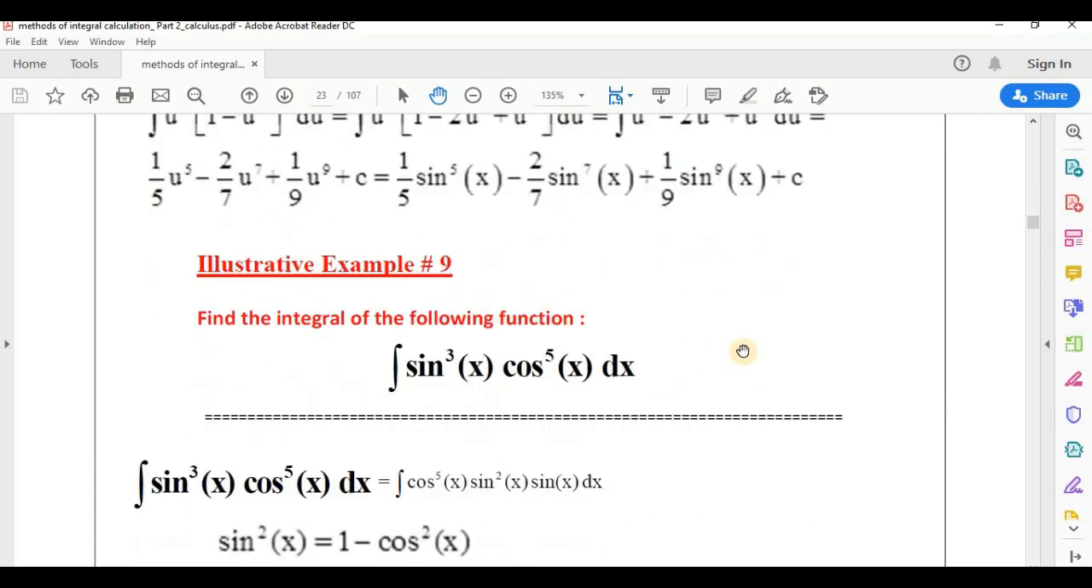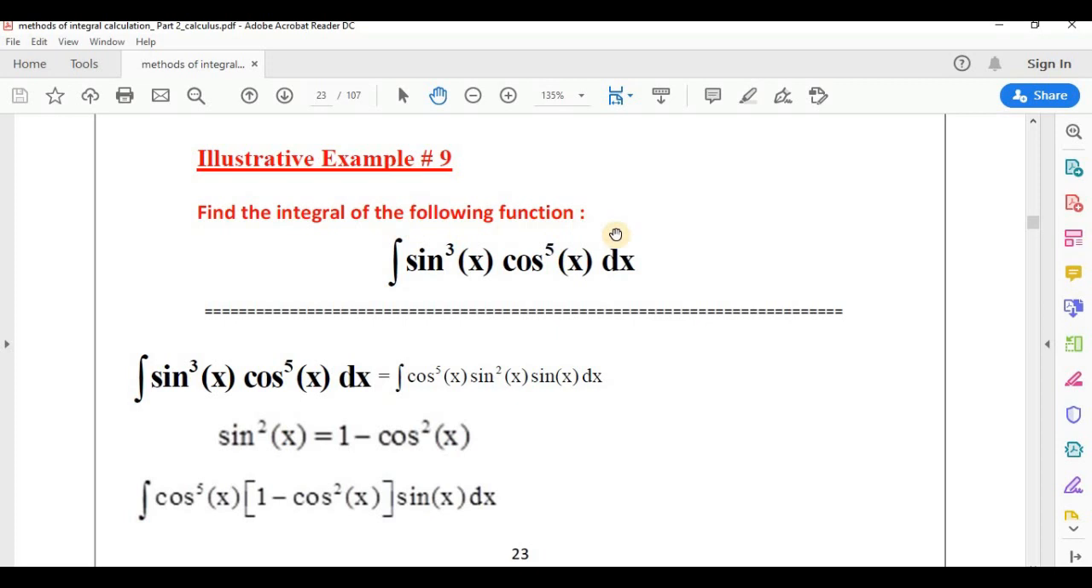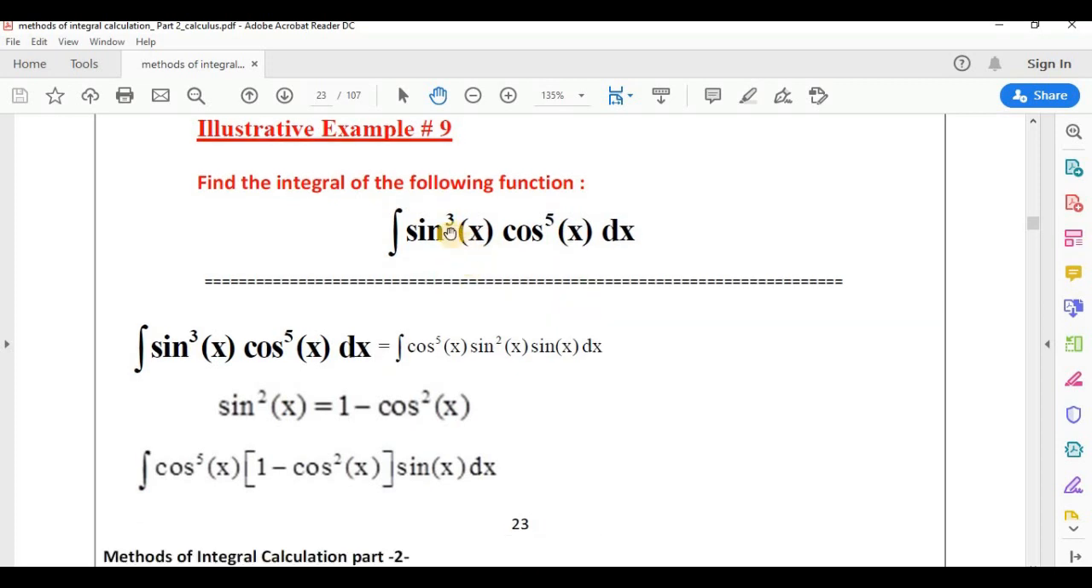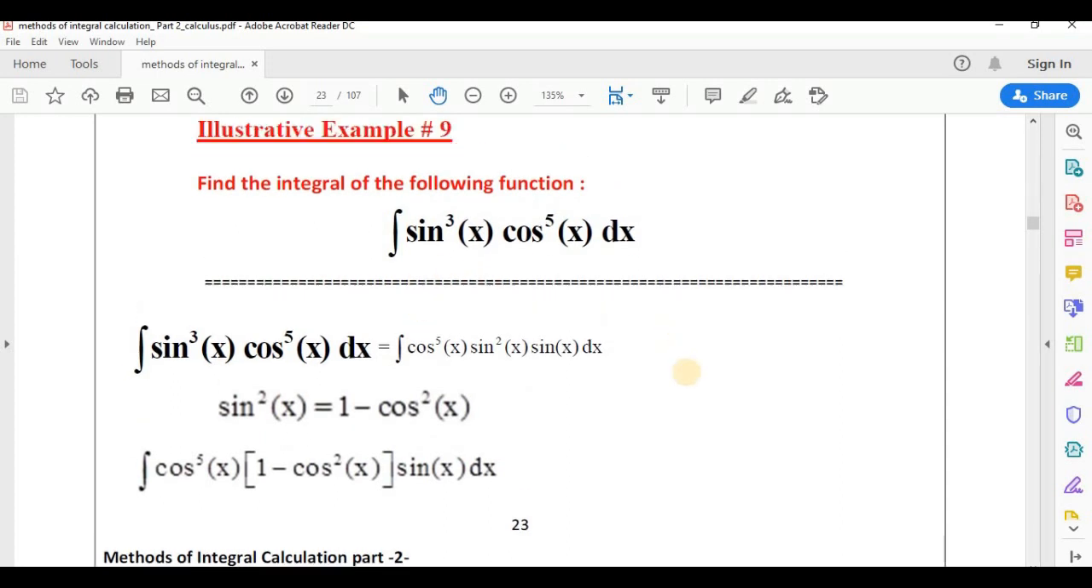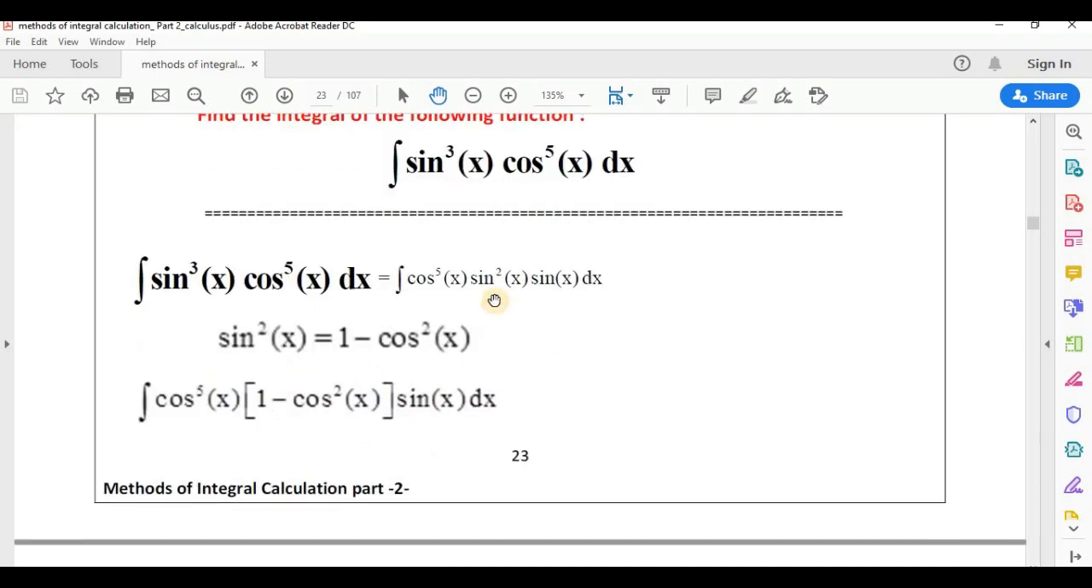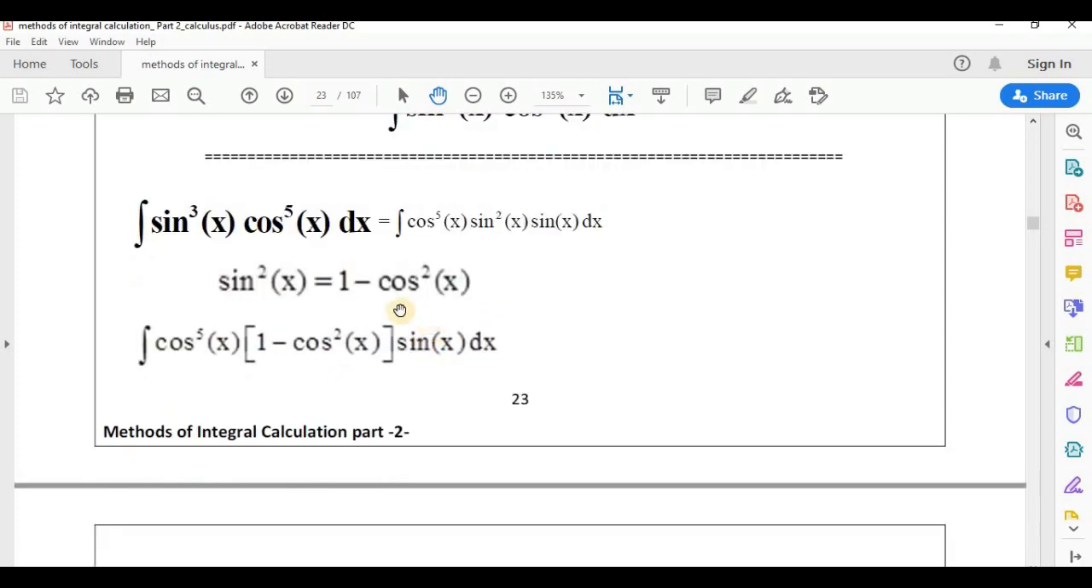Let's see another example. Find the integral of the following function. We have this integral. All the exponents of this integral are odd exponents. So we will just follow the same steps that we learned from the previous example. We have 3 here, we withdraw 1, it will become 2. After that, sine to the power 2 equals 1 minus cosine to the power 2. And we will substitute this value in the integral. After we substitute this value in the integral, we get this result.